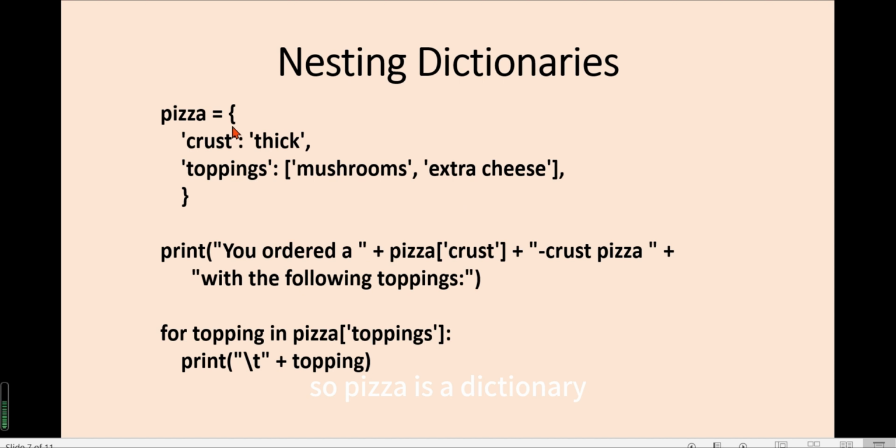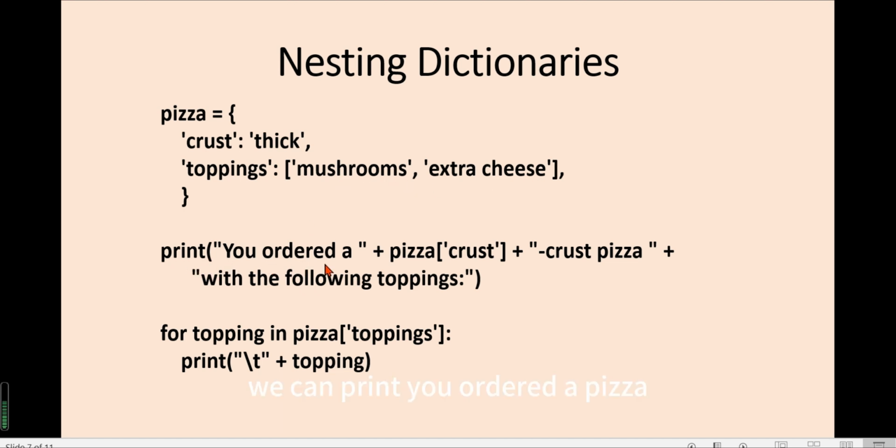So pizza is a dictionary. It has 2 keys. First is crust. Then for crust, the value is 6. But the value of the toppings key is a list. The list includes 2 types of topping, mushroom and extra cheese.